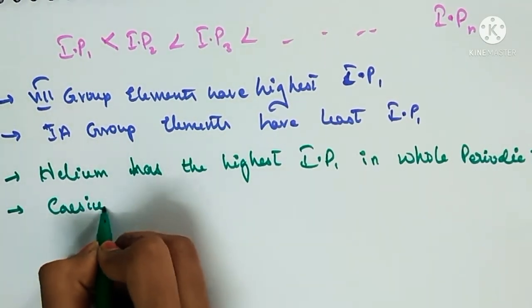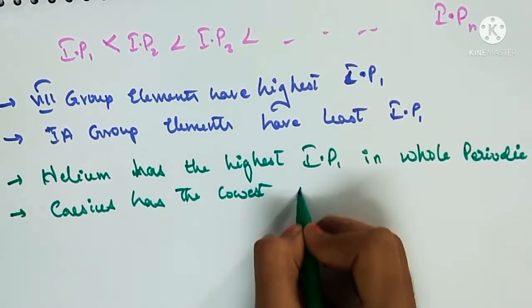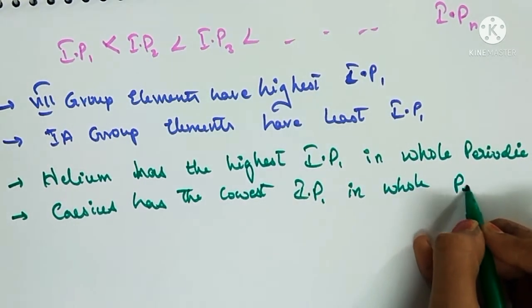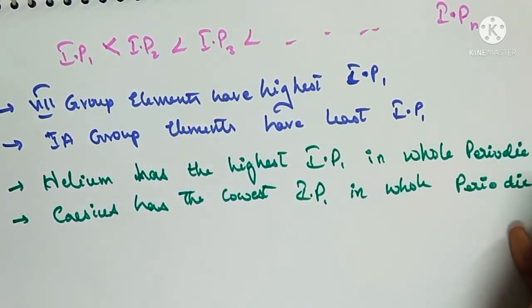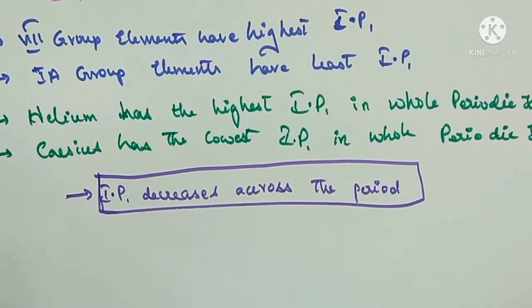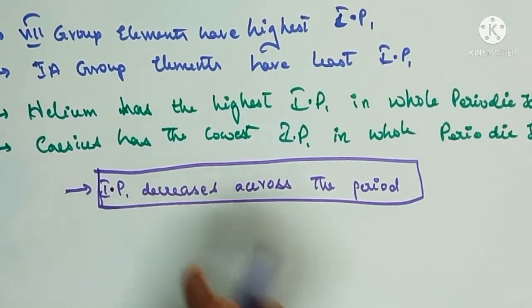Cesium has the lowest IP1 in the whole periodic table. And we know that IP1 decreases down the group, but actually there are some exemptions, which we'll learn now.